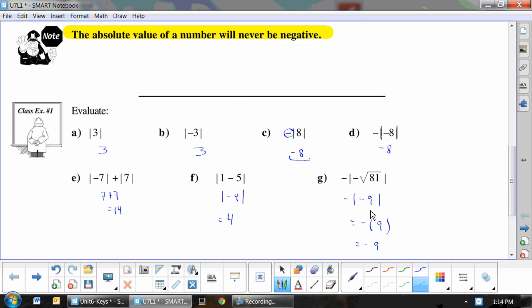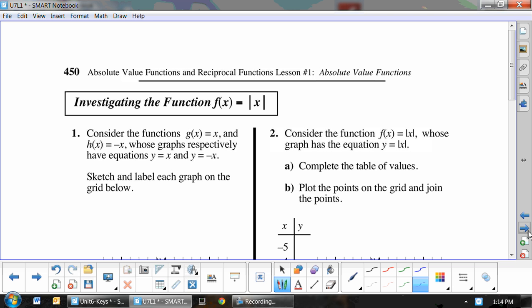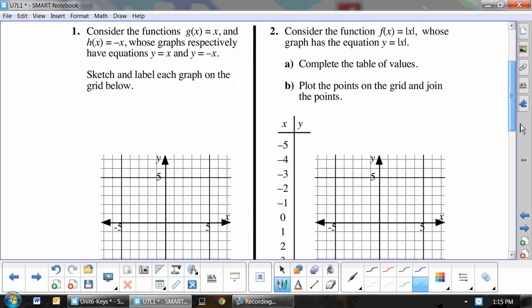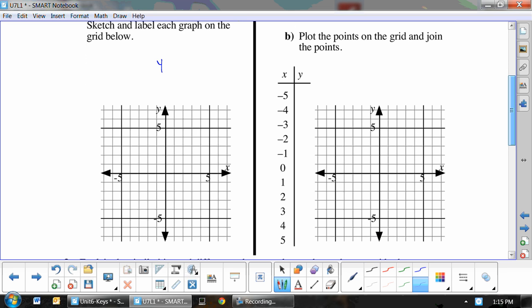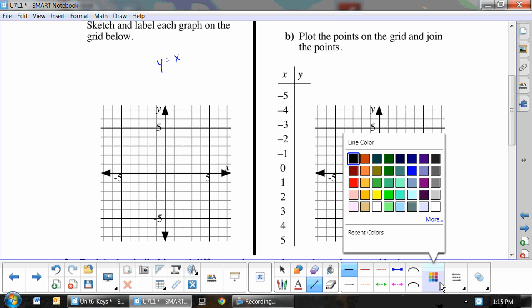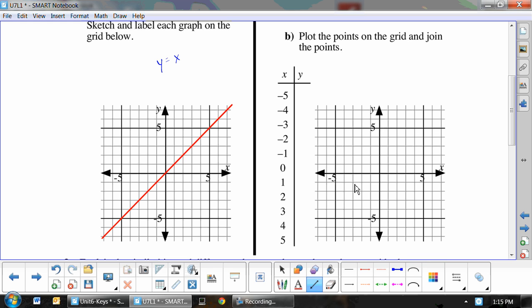There's quite a few in your homework. Okay, so now they're asking us to graph these. To start off, we'll start really nice and simple. We'll say y is equal to x. So we get to graph it, and it looks like that. Okay. So now graph y is equal to the absolute value of x.